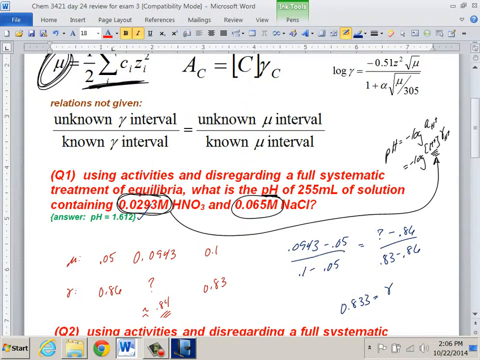All right. Okay, Brad. Brad? Did he do that? Yeah, like an analytical field. Well, technically, shut up. So somewhere around 0.833, get your activity coefficient. And make sure you put that in your pH expression. Multiply it by your hydrogen ion concentration, and you should get 1.612.